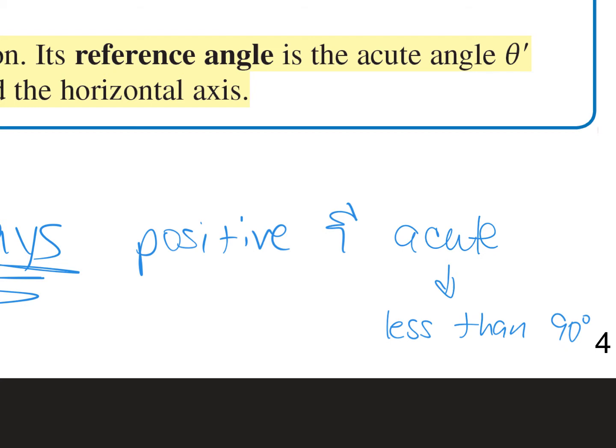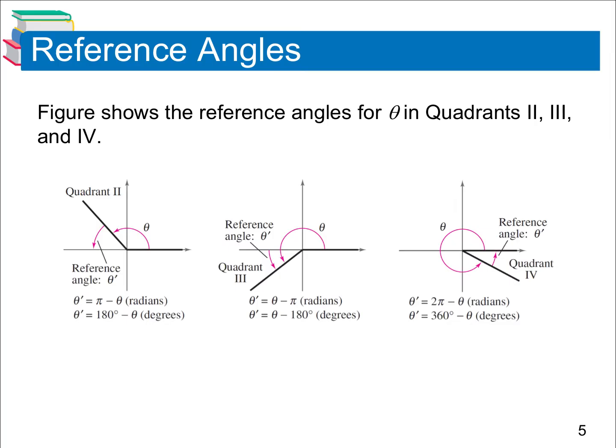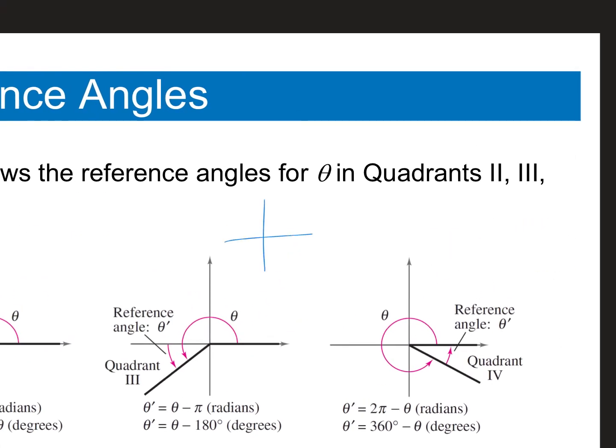All right, and it's important to remember that it's formed with the horizontal axis. Which one's the horizontal? X, right? Okay, so let's talk about how to find reference angles. If your angle is in the first quadrant, what do we know about all the angles in the first quadrant? They're two things. They're positive and acute.